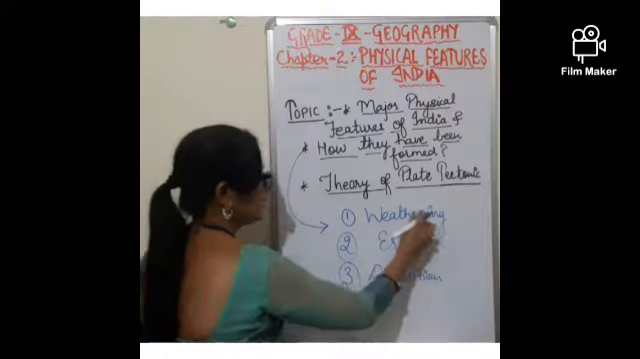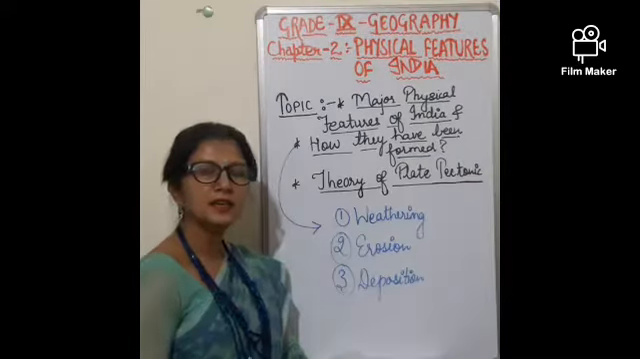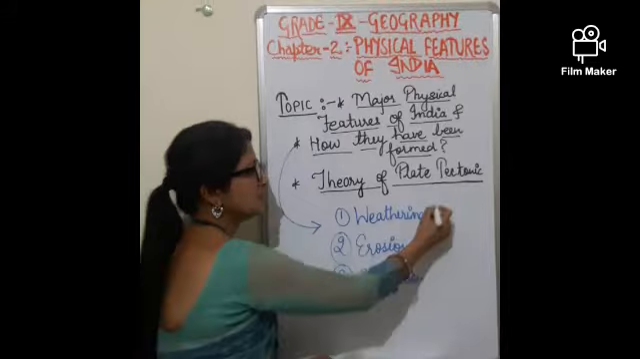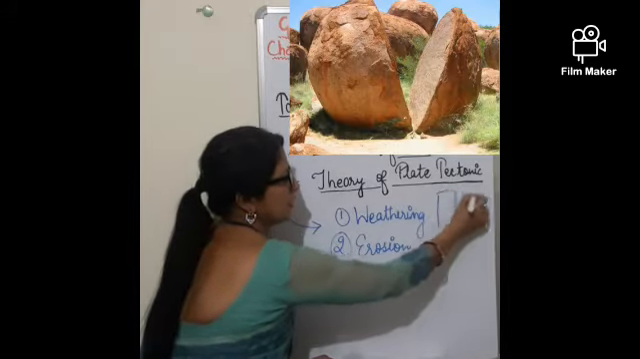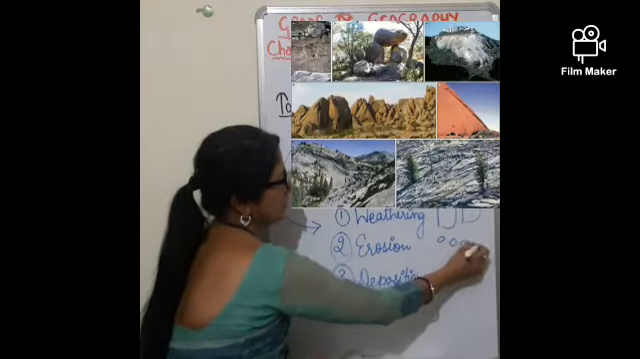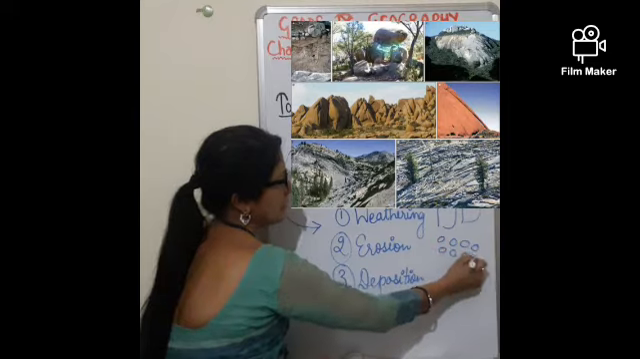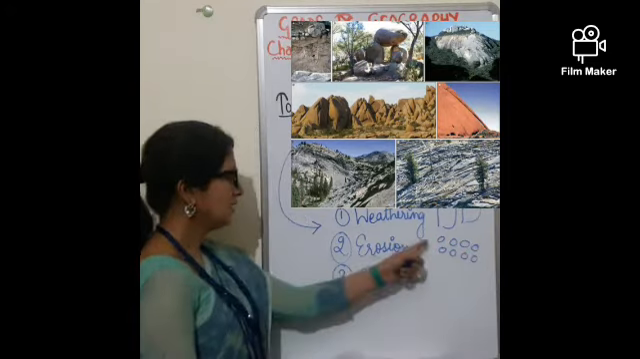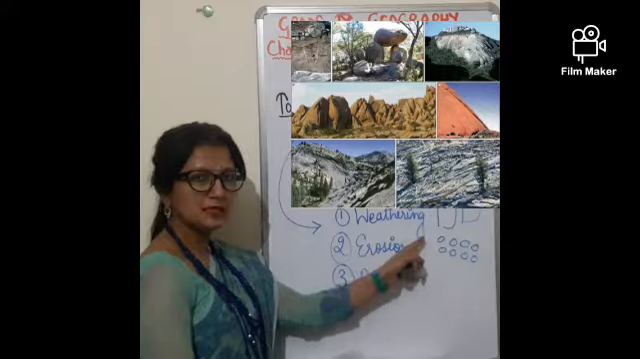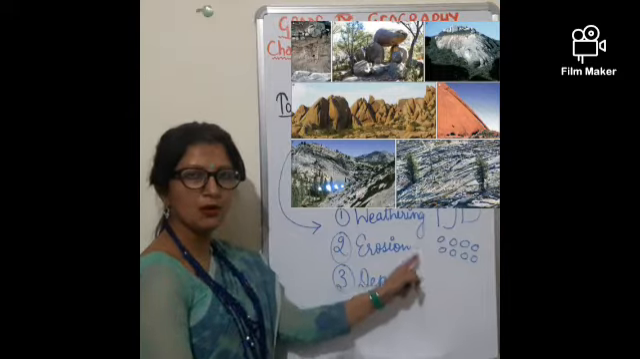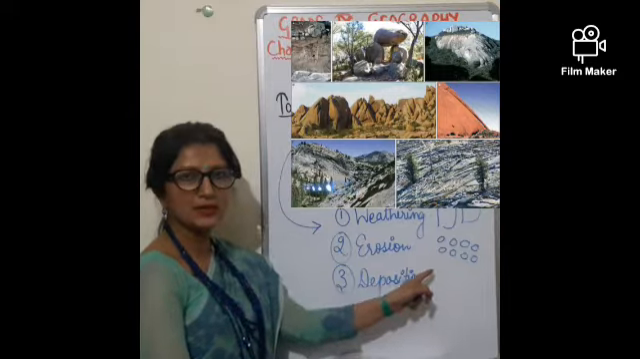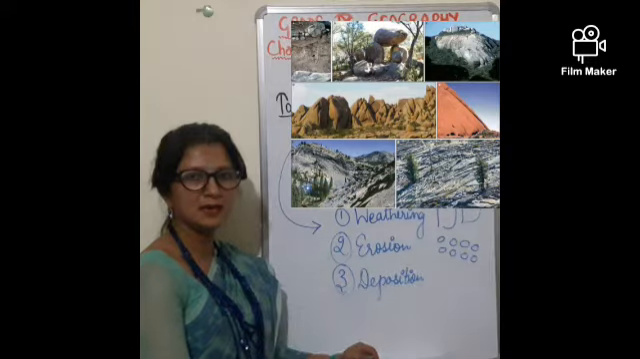So how does weathering take place? Weathering is a long-term process. It takes millions of years to break big rocks into small stones, and this process is called weathering. Now after this process, these stones get eroded or washed away from one place to another and form a different kind of landmass.